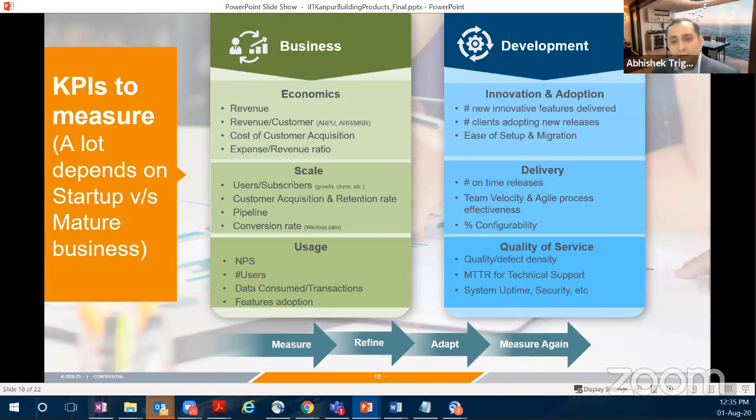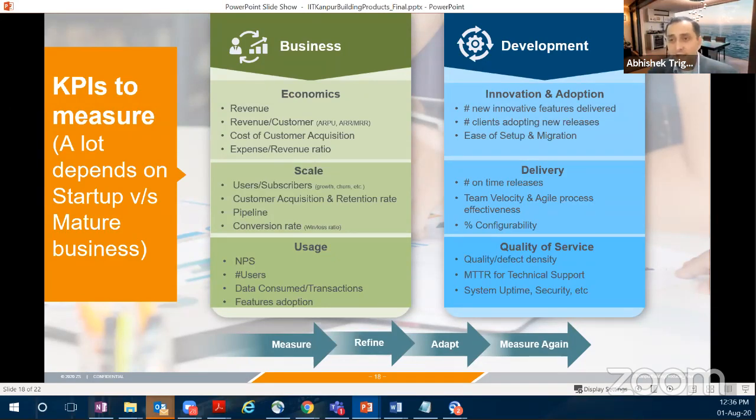The third big one is that of usage, that how is your product getting used? Concept of NPS, number of users, transactions, feature usage, and there are a lot of products which also help you measure some of these as well. But these are all helping you to point out that what we have built is going to meet the business needs.